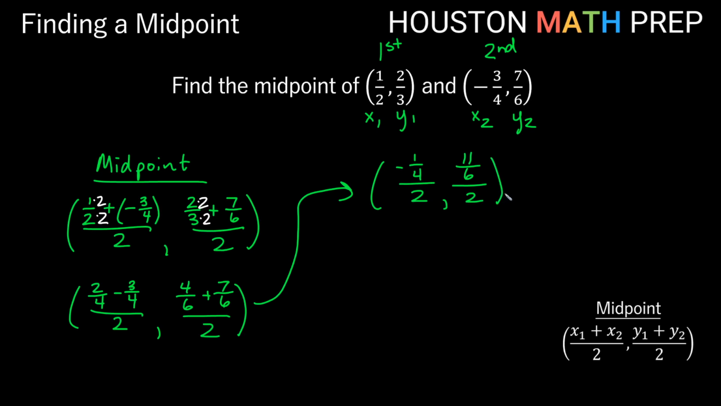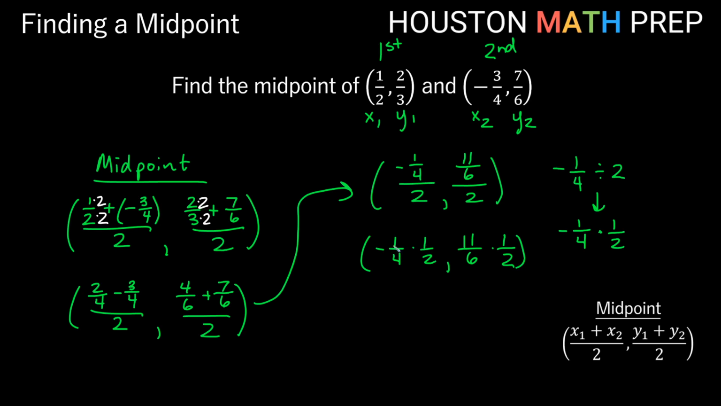And now remember what divide by 2 means with fractions. If I have, for example, negative 1/4, and I want to divide that by 2, remember that's going to be the same as multiplying by the reciprocal. So that'll be the same as negative 1/4 times 1/2. And then the same thing here, we have divide by 2, so instead of dividing by 2 with a fraction, let's think of multiplying by the reciprocal, multiply by 1/2.